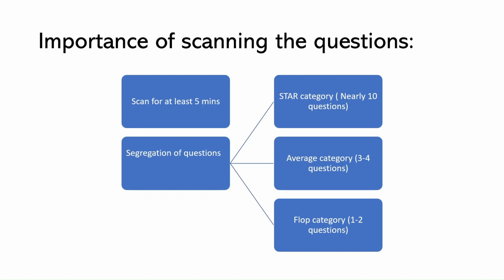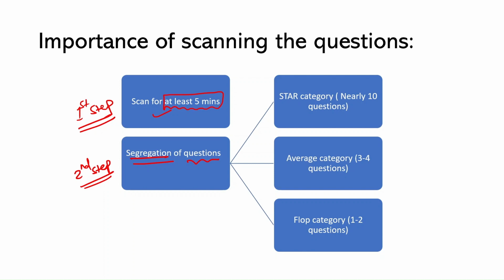First and foremost, do at least 5 minutes of SWOT analysis of the question. Spare 5 minutes to read the question in a very effective manner. This is the first step. Now comes the second step. What is the second step? After reading the question for 5 minutes very thoroughly, you need to segregate the questions into 3 categories, I would say.